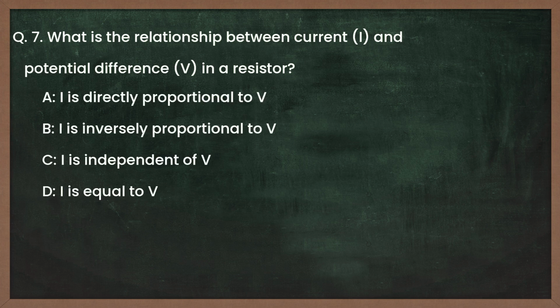Option A, I is directly proportional to V. Option B, I is inversely proportional to V. Option C, I is independent of V. Option D, I is equal to V. You have 5 seconds to answer the question.